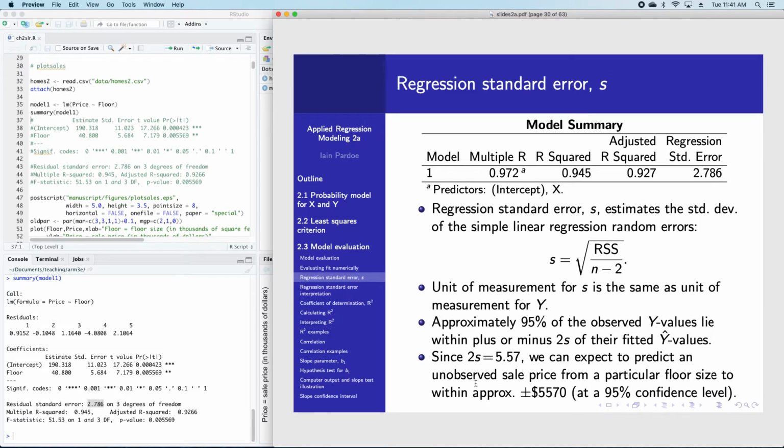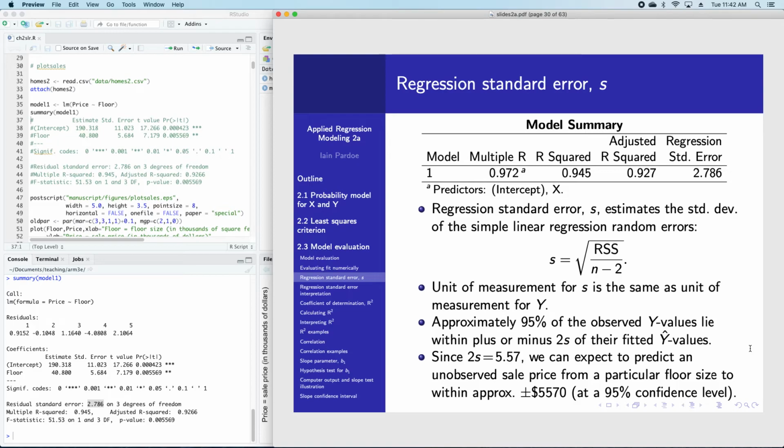So in this case, remember this was the value of S, so this is the home prices data set that we've been looking at in this lesson. S is equal to 2.786. If we multiply that by 2, we get 5.57. And remember, the unit of measurement for S is the same as the unit of measurement for Y. So this is measured in thousands of dollars. So 5.57 corresponds to $5,570. And then we use this interpretation. So we can say we can expect to predict an unobserved sale price from a particular floor size to within approximately plus or minus $5,570 at a 95% confidence level.